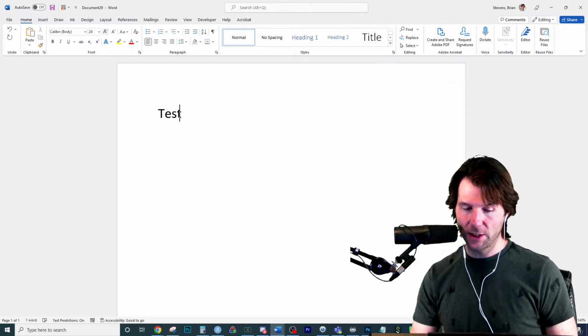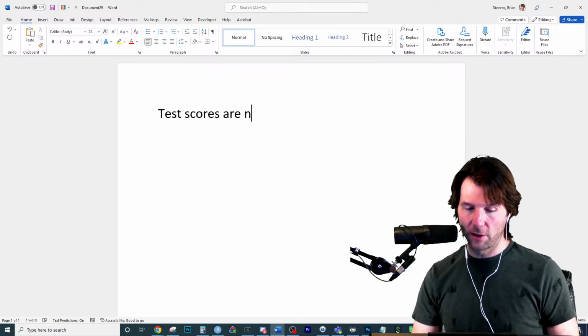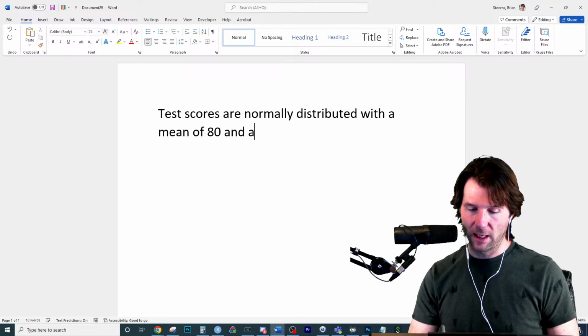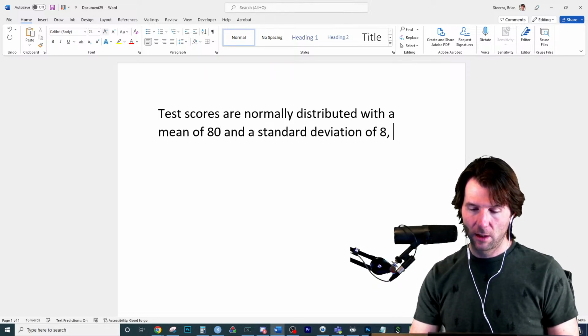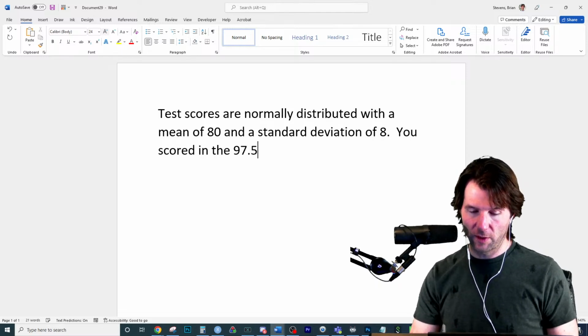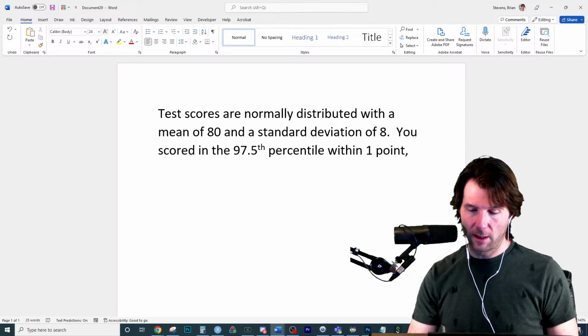Test scores are normally distributed with a mean of 80 and a standard deviation of 8. You scored in the 97.5th percentile, within 1 point. What was your score on the test?